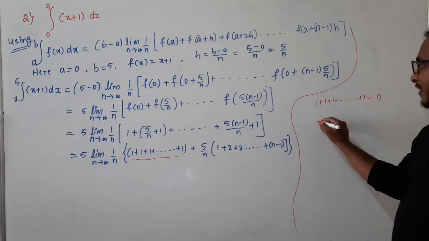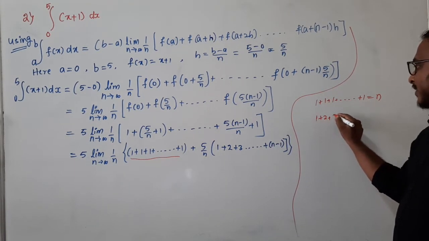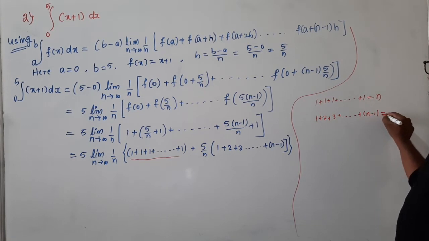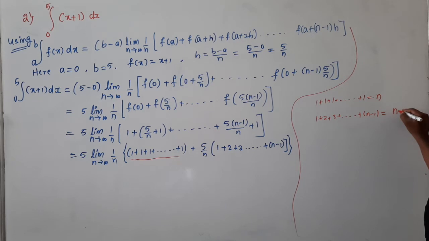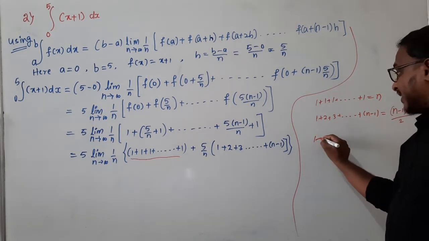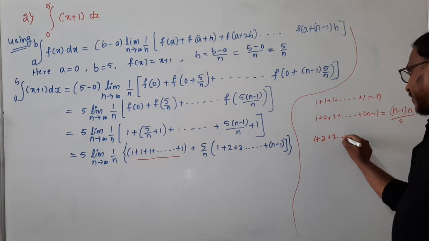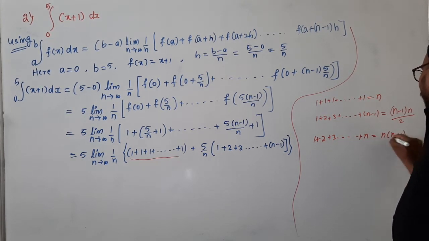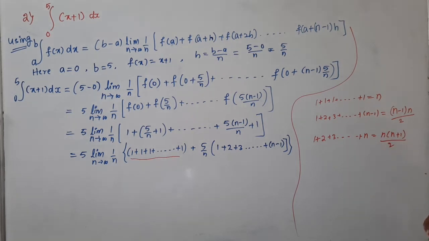Then the second point, 1 plus 2 plus 3 plus up to n minus 1 will be (n minus 1) into n divided by 2. If the equation arises like this, 1 plus 2 plus 3 plus up to n, it will become n into (n plus 1) divided by 2.